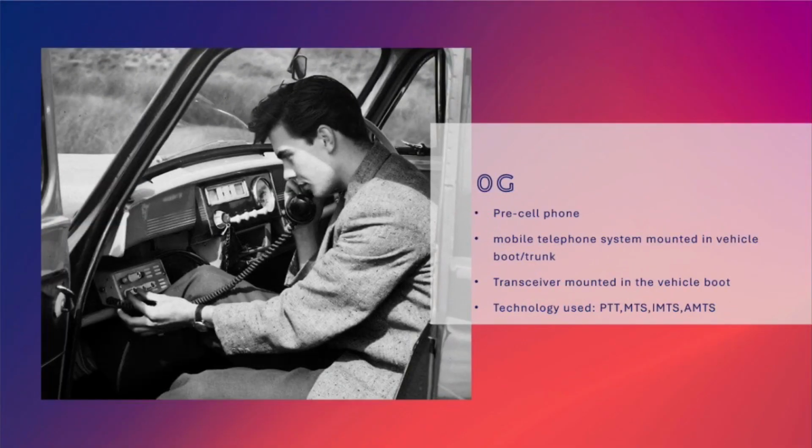0G or zero generation refers to pre-cell phone technology. In this era, mobile telephone system usually mounted in the vehicle boot or trunk, while the transceiver, or the transmitter receiver, was usually placed close to the driver's seat, like in this picture. Technologies used in 0G system included PTT or push to talk, MTS mobile telephone system, IMTS improved mobile telephone service, and AMTS advanced mobile telephone system.